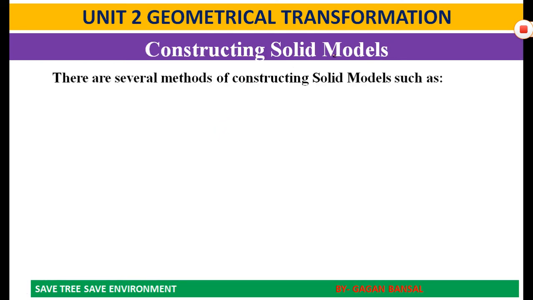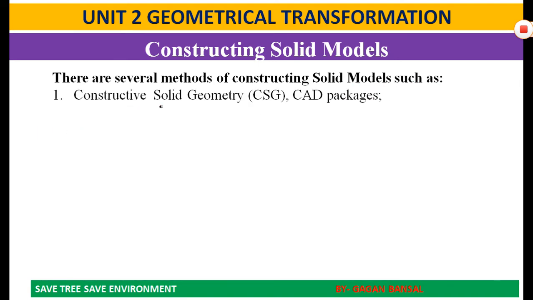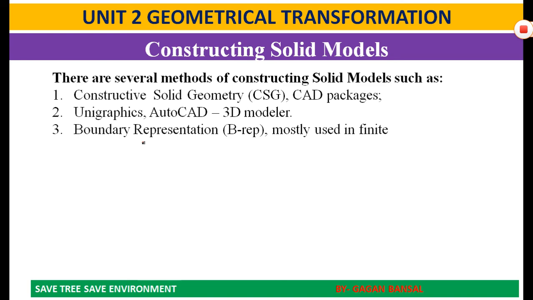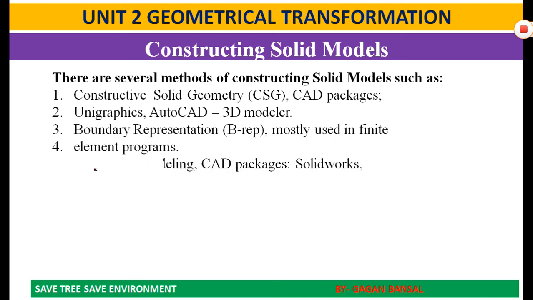There are various ways of constructing solid models. We will not cover every one, but I'll just name them one by one. There are several methods of constructing solid models, such as CSG, that is constructive solid geometry, or CAD packages like Unigraphics, AutoCAD, 3D modelers. Then B-Rep, that is boundary representation, mostly used in finite element programs. This is number 4: parametric modeling, CAD packages like SolidWorks, Pro Engineer, etc.